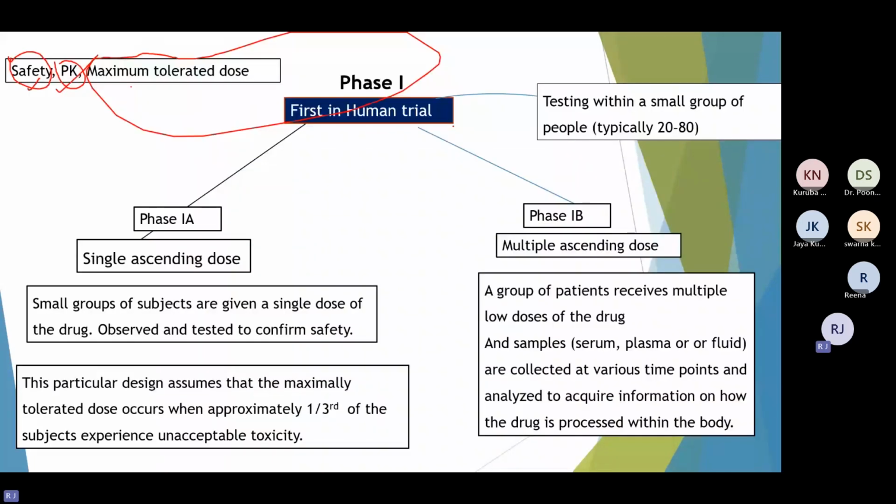so again, phase one is further divided into two types: phase 1A and phase 1B. Phase 1A is called single ascending dose study, and phase 1B is called multiple ascending dose study. Generally, people will understand phase one, then phase two, then phase three, but every step is not that simple. Okay, it is having many further baby steps. So we have to learn each step. We'll try to learn with the help of an example.